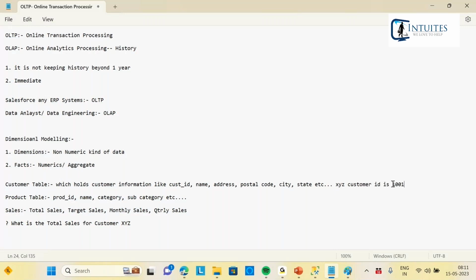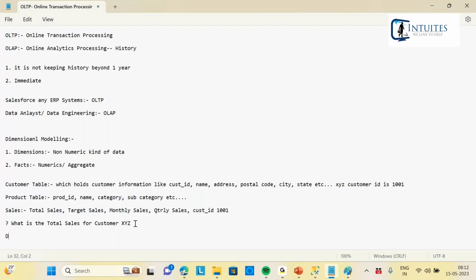Let's take that. So I will take this 1001 and come to my sales table. Here there should be another customer ID, 1001, right? So that I will get the 1001 sales. I will take 1001 as the customer ID for XYZ from the customer table, then directly come to my sales table and search for 1001. In this way it is possible.